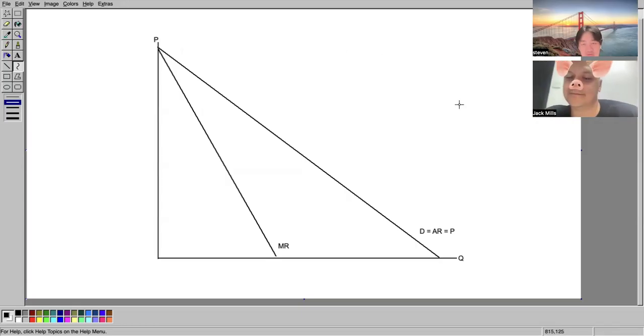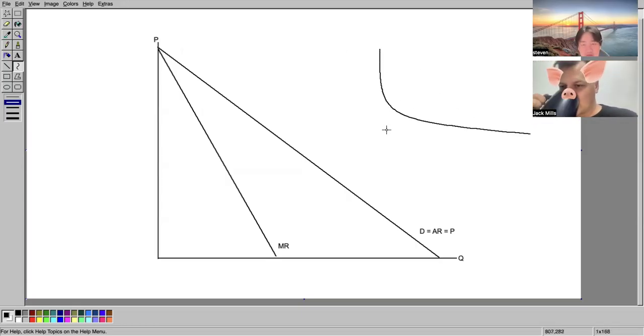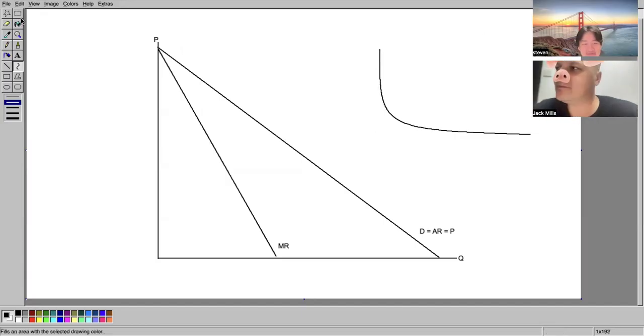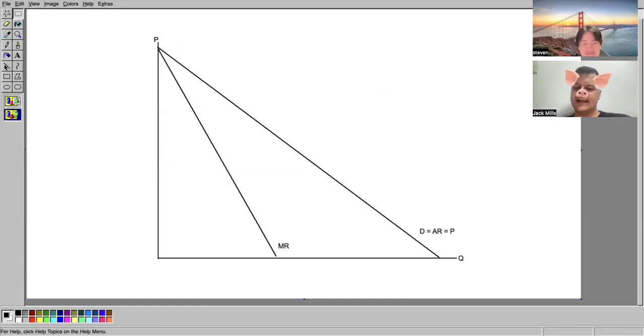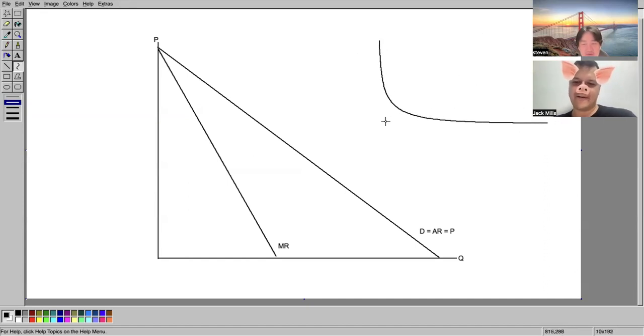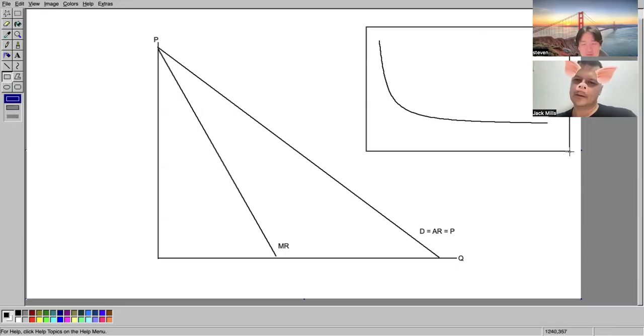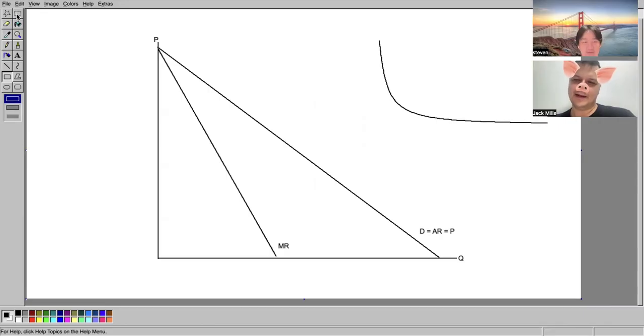Like iron. No, electricity and water. Like utilities, things that have high fixed costs. Iron is more competitive. Oh yeah, my bad. I forgot anybody can be in iron.